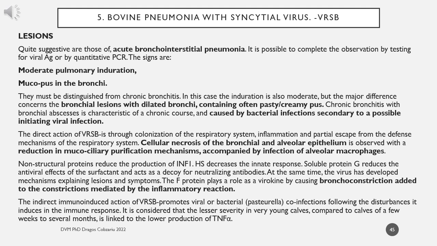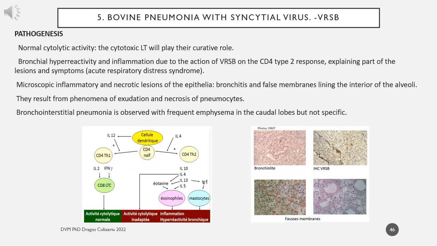At the same time, the virus has developed mechanisms explaining lesions and symptoms. The F protein plays a role as a virokine by causing bronchoconstriction, added to the constrictions mediated by the inflammatory reaction. The indirect immunoinduced action of VRSB promotes viral or bacterial co-infections, such as Pasteurella, following the disturbances it induces in the immune response. The lesser severity in very young calves, compared to calves of a few weeks to several months, is considered to be linked to lower production of TNF-alpha. Pathogenesis: with normal cytolytic activity, the cytotoxic T lymphocytes will play their curative role.